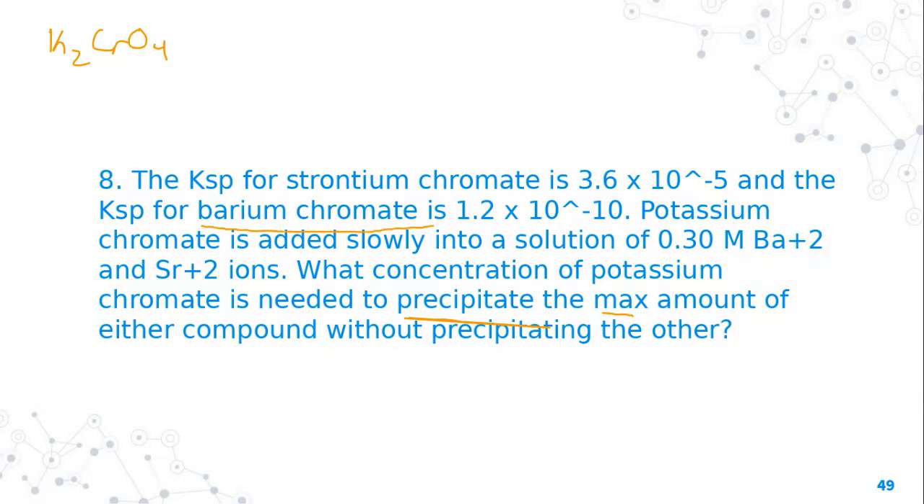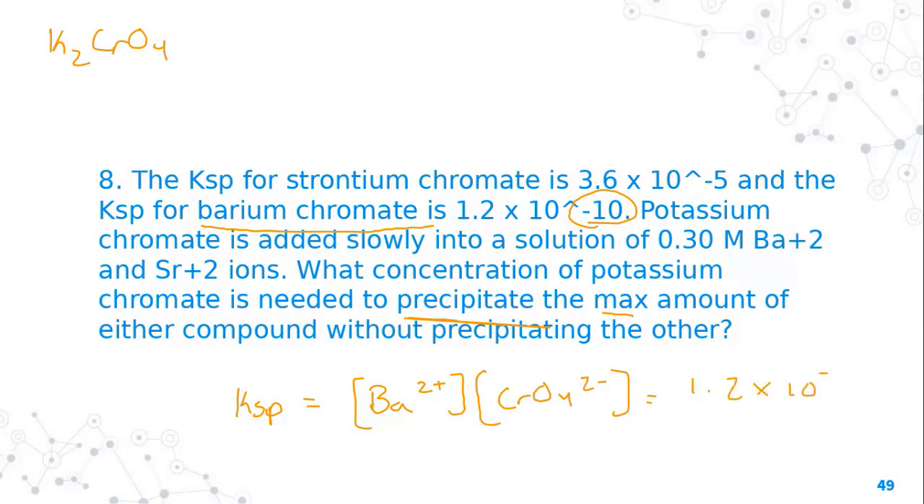Right, so our barium chromate, because we have a much smaller value. So let's go ahead and write that out. Ksp for barium chromate is going to be Ba2+ times chromate, CrO4 2-, and set that equal to the Ksp, so 1.2 times 10 to the negative 10.